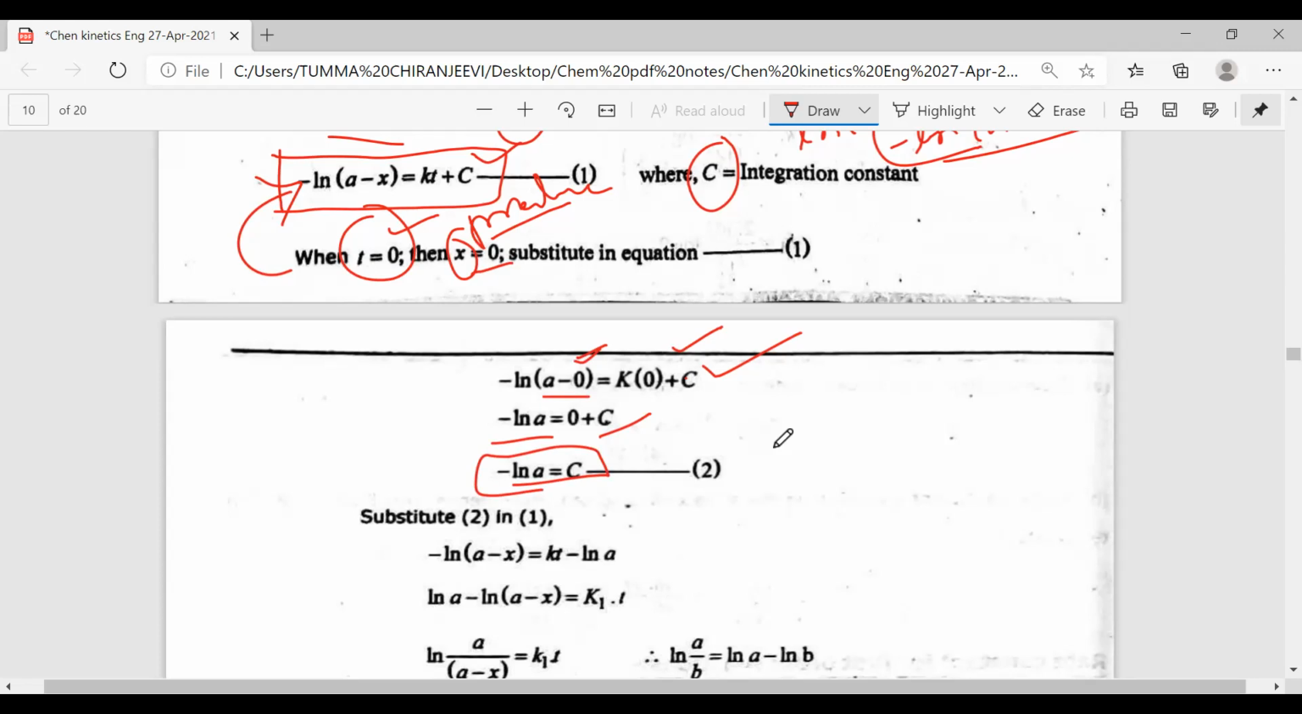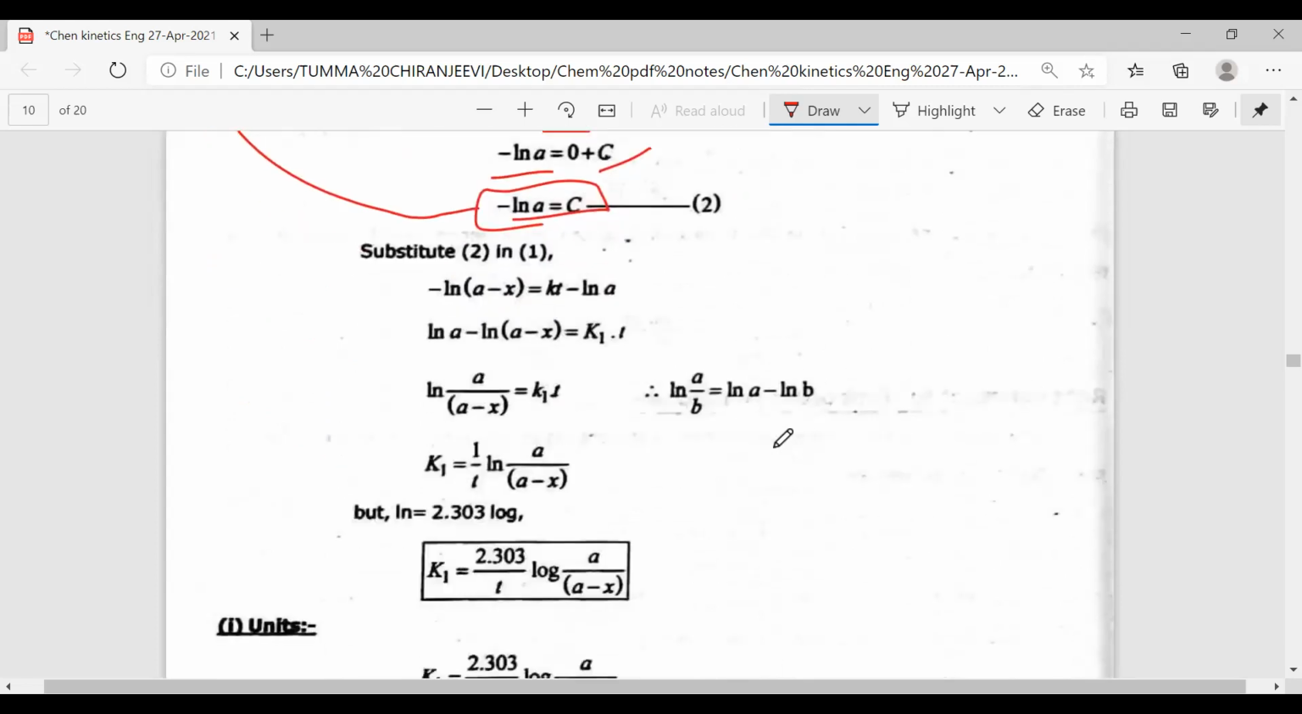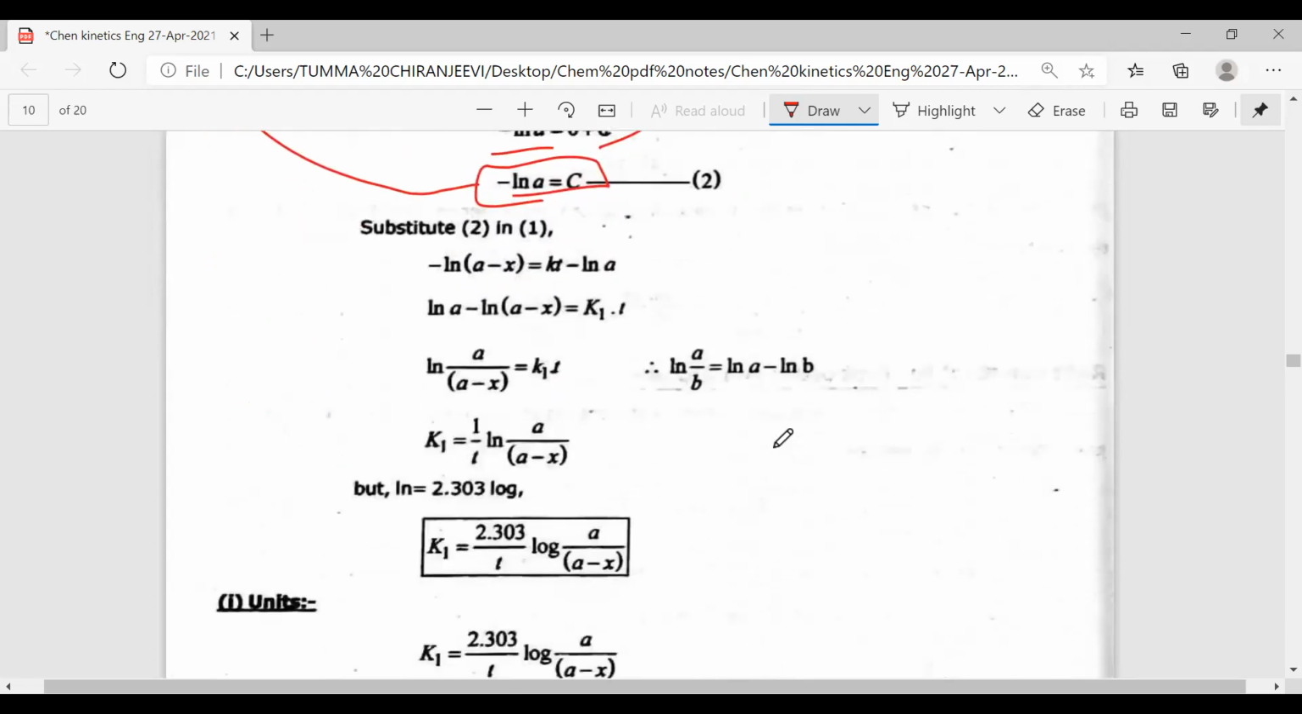After finding the c value, substitute this c value in this equation. Let me substitute the second equation in the first equation. After substituting the value, you can get this equation: minus log a minus x is equal to kt plus c. In the place of c, you substitute minus log a.